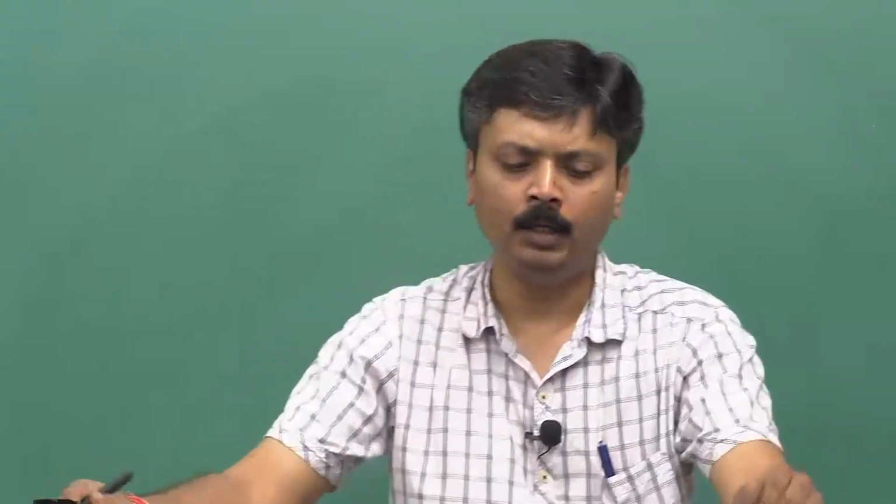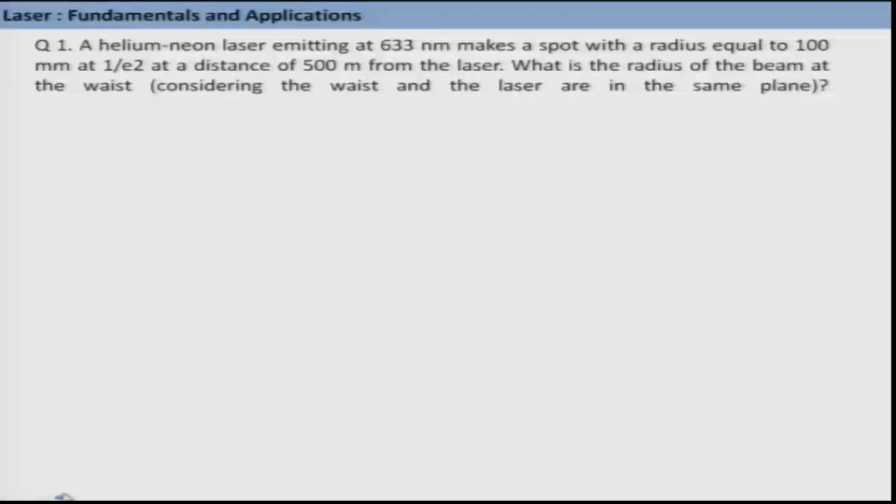Okay. So let's take the first problem. The problem states: a helium neon laser emitting at 633 nanometer makes a spot with a radius equal to 100 millimeter at 1 upon e square at a distance of 500 meter from the laser. The question is, what is the radius of the beam at the waist? So essentially the question is to find out what is the beam waist.